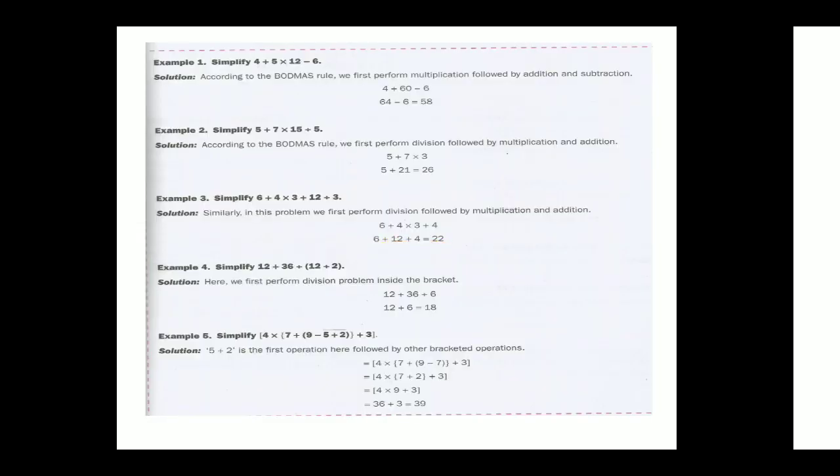Example 1: Simplify 4 plus 5 into 12 minus 6. So what do we have to do? According to the BODMAS rule, we first perform multiplication, followed by addition and subtraction. Then what do we have? 4 plus 60 minus 6. So 60 plus 4 is 64, minus 6 is equal to 58.